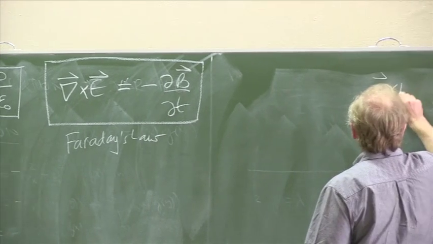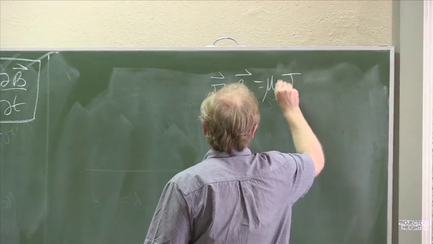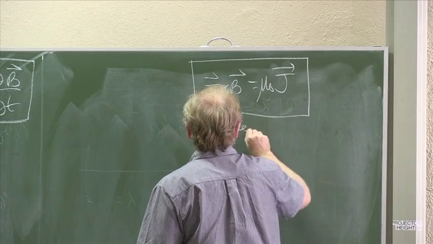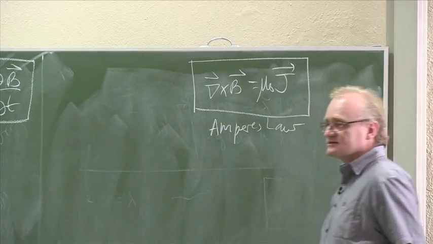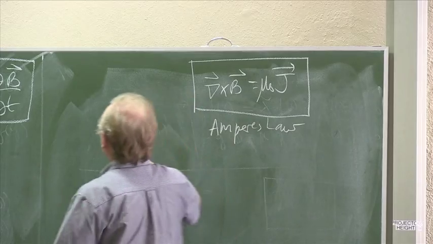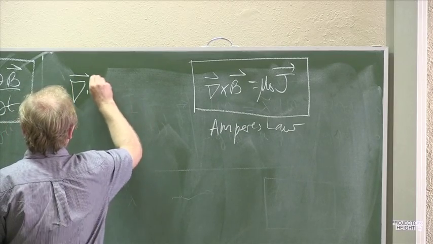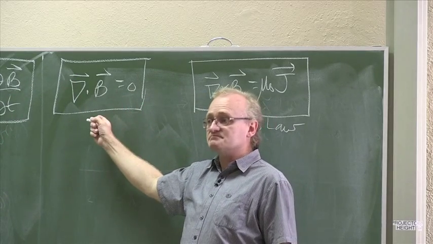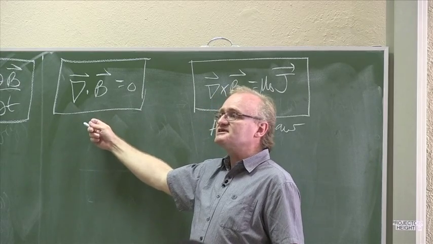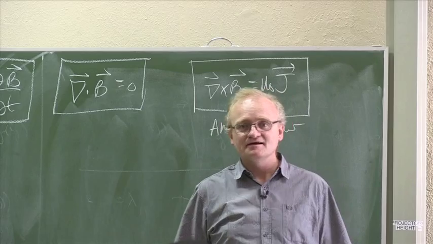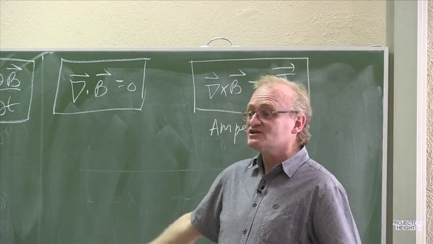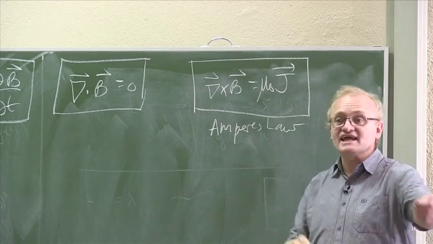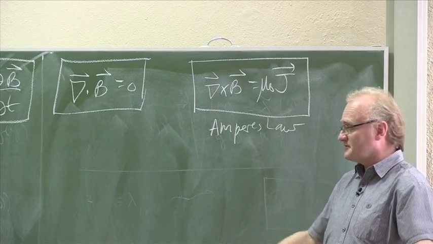Good. Curl of B is equal to mu naught times the current density. And this is called Ampere's law. Divergence of B is equal to zero. Good. This one is the only one of Maxwell's equations that doesn't get a name. What is this equation telling us? No magnetic monopoles. So any time we see a magnetic field line, we know that it will be closed. They never start somewhere and end somewhere. Okay? That's not how magnetic field lines are.